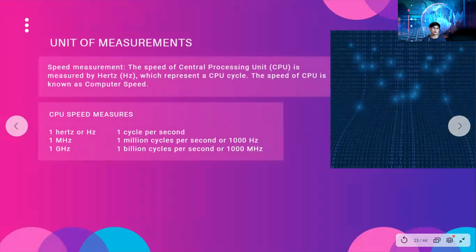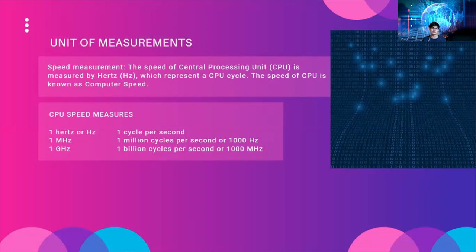So next is the speed measurement. The speed of the central processing unit, or the CPU, is measured in hertz, Hz. Again, the CPU is part of the system unit, and its speed is measured in hertz, which represents a CPU cycle. So the speed of a CPU is known as computer speed. Okay, the CPU speed measures are as follows. 1 hertz or Hz is 1 cycle per second.